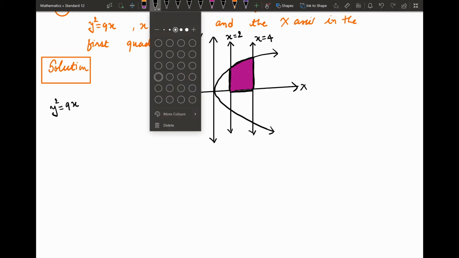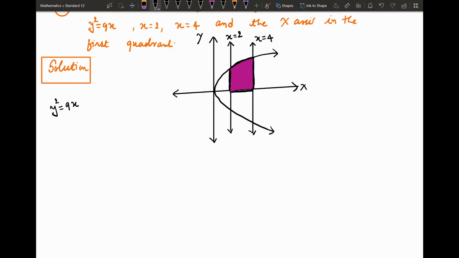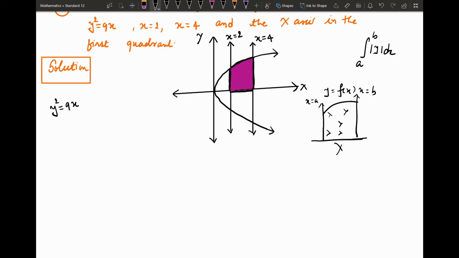So required area, you can observe using this formula. This is y equal to f of x, x equal to a, x equal to b, and x-axis. This is x-axis. So area of this portion according to formula is integral a to b mod y dx. Y is a function of x, so integration is with respect to x.